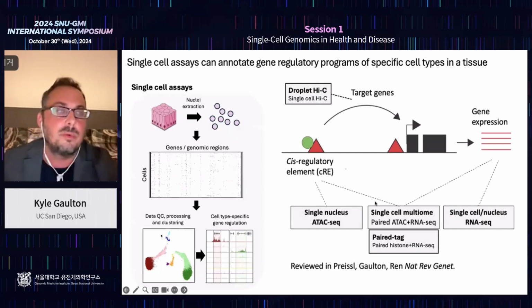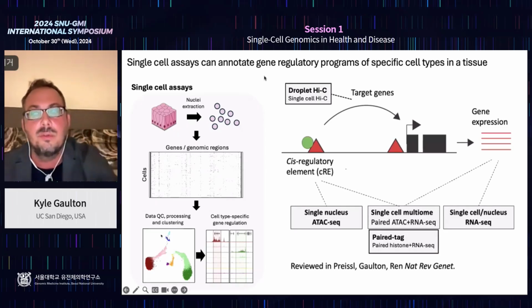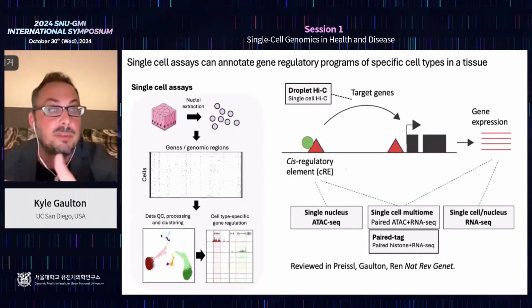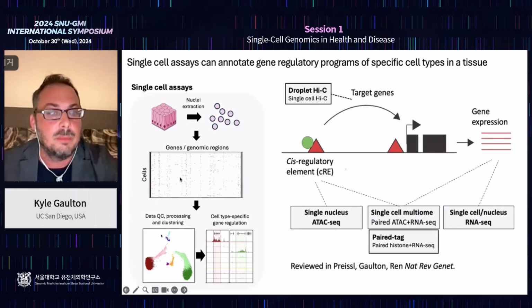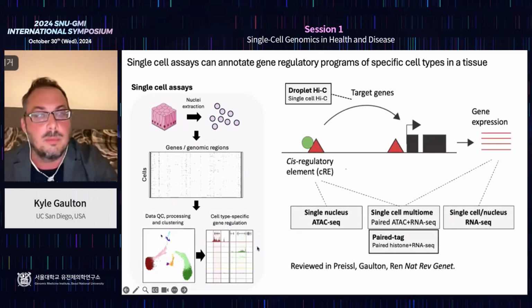And so, of course, we're using single cell assays to annotate cis-regulatory elements in human tissues. And given that human tissues are heterogeneous, this allows you to understand the gene regulatory programs and regulatory elements in individual cell types. And I'm going to skip over the details of how we go from tissue to clustering and annotated cell types, given that I presume the audience is fairly familiar with that.